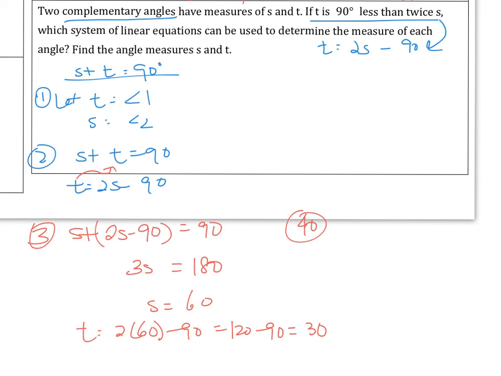Okay, so I found my angle measures. And let's see, T would equal 30 degrees, which is your angle 1, and S would equal 60 degrees, which is your angle 2. And this concludes the lesson.